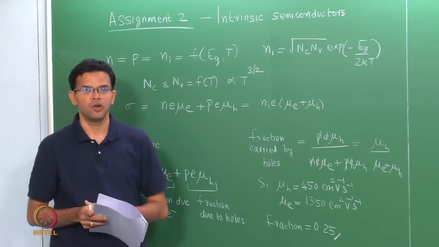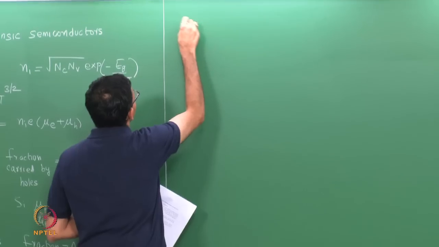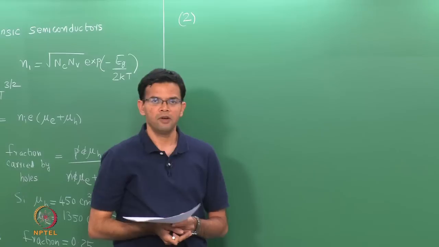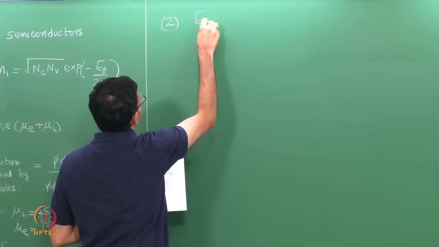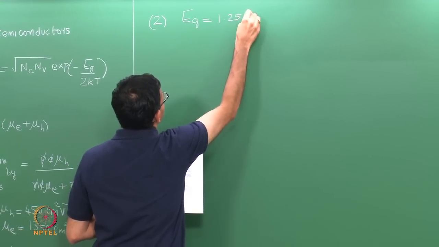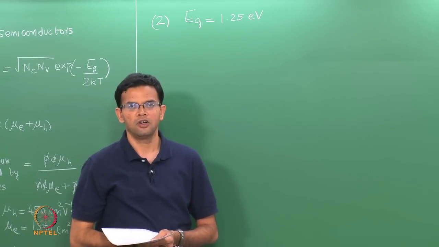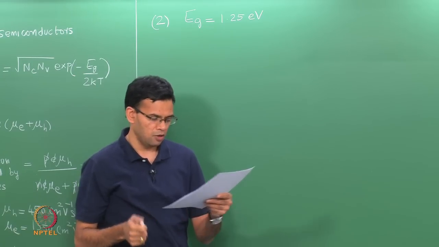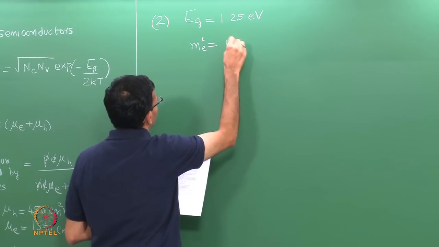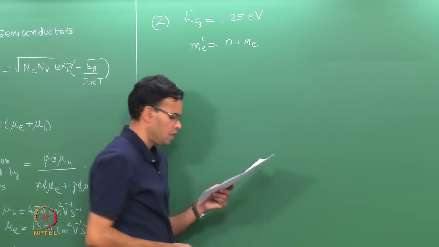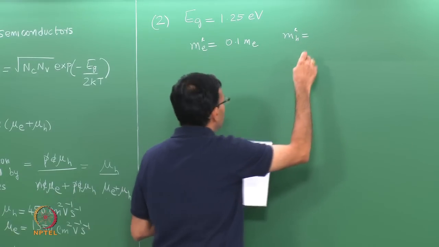So, let us now move to question 2. So, we have a pure semiconductor or an intrinsic semiconductor, the band gap is 1.25 eV. The effective masses of the electrons and holes are also given. The effective mass of the electron me star is 0.1 times me, where me is the mass of the electron, and mh star is 0.5 me.